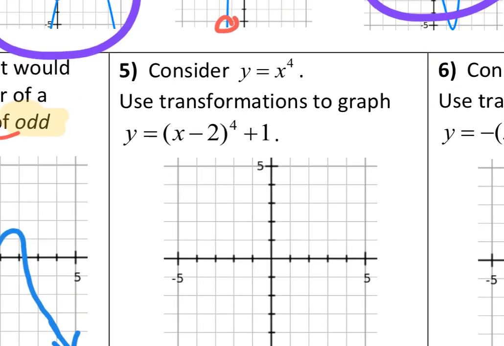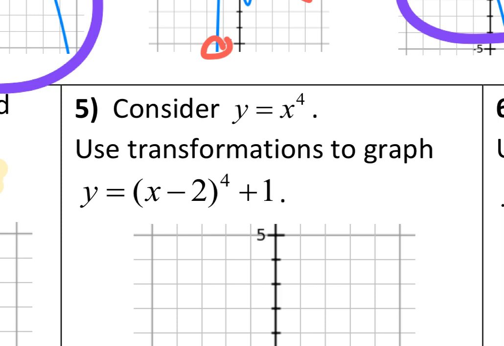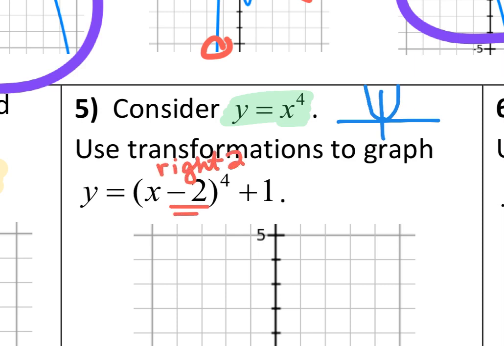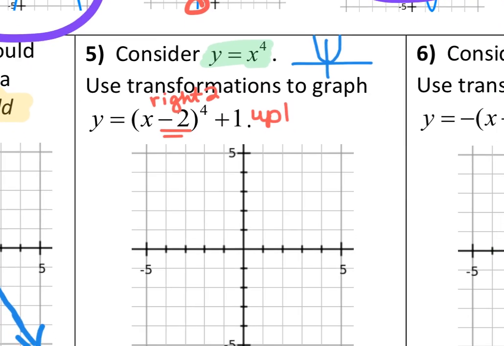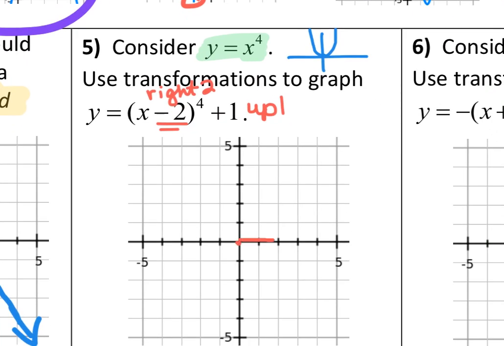Now, number 5 is asking about transformations. We didn't talk a lot about this in class, but it's exactly like we've been doing transformations all along. If you start with the parent graph of x to the 4th, which is basically like the quadratic graph but steeper, this equation says move it to the right 2 and up 1. So take that graph, move it to the right 2 and up 1, and give it the same exact shape. And that is your graph for that one.